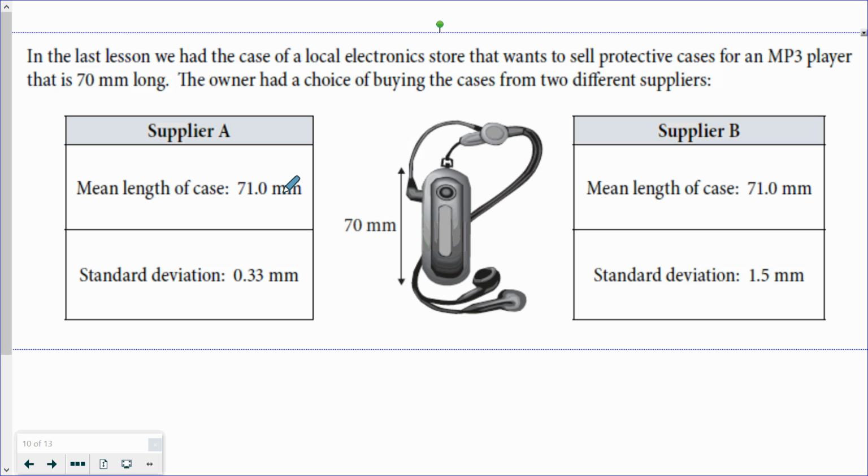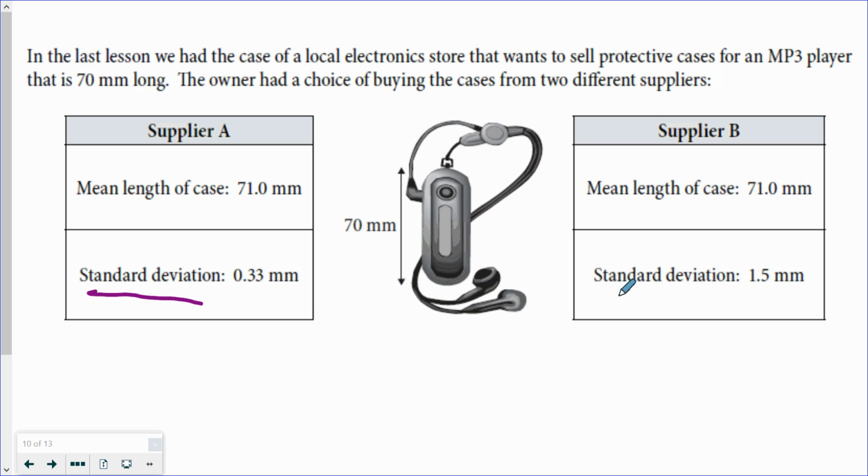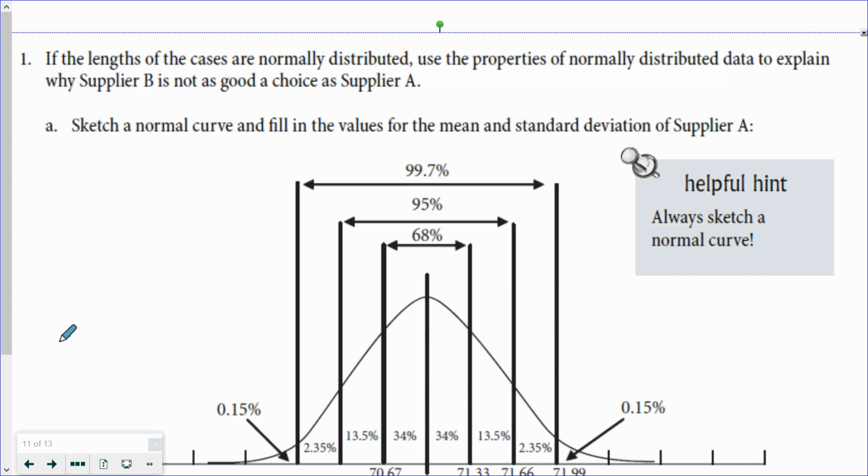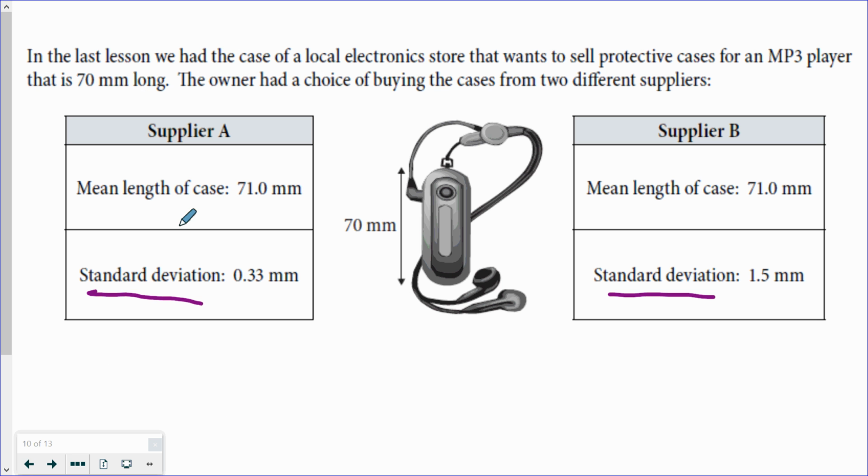So the mean length of the case from supplier A is 71 millimeters. The mean length of case from supplier B is also 71 millimeters. So those are the same. But where our difference comes is our standard deviation. So our standard deviation from supplier A is 0.33 millimeters, and our standard deviation from supplier B is 1.5 millimeters. And so, again, we learned what standard deviation means. So these ones would be closer to the mean. There would be a little more variability in supplier B.